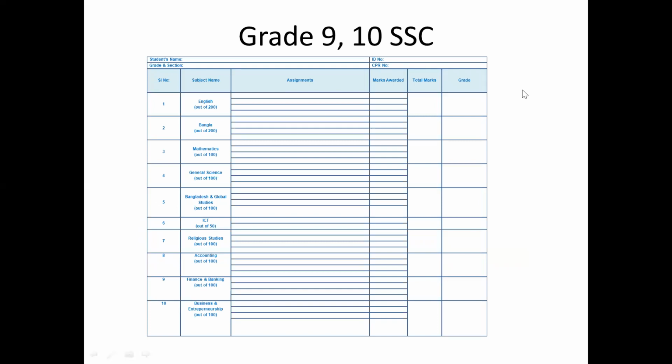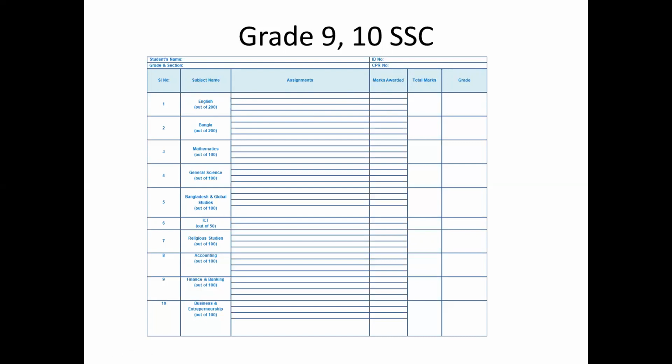Now, again for grade 9 and 10 SSC, I have to note here that they have both English 1 and English 2, Bangla 1 and Bangla 2, each of them for 100 marks. So I have put them together out of 200. So each of these 4 assignments will be out of 50 marks. So when you mention the name of the assignment, you can combine their names.